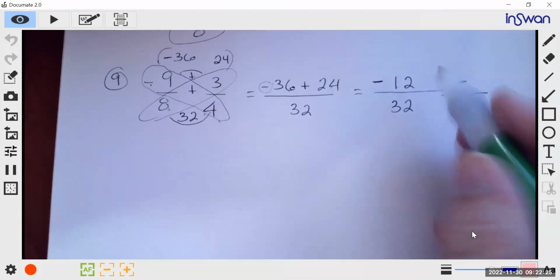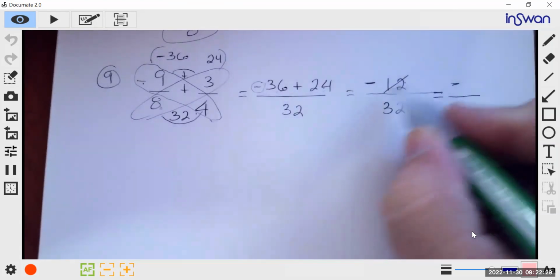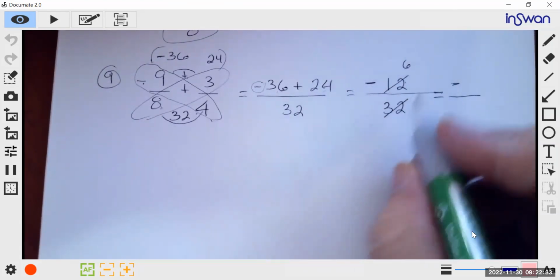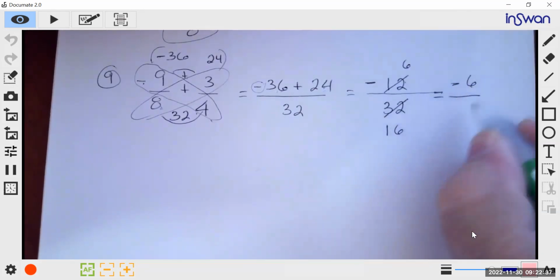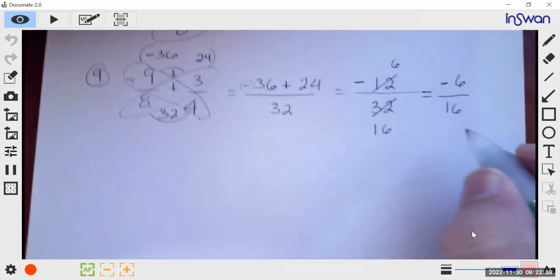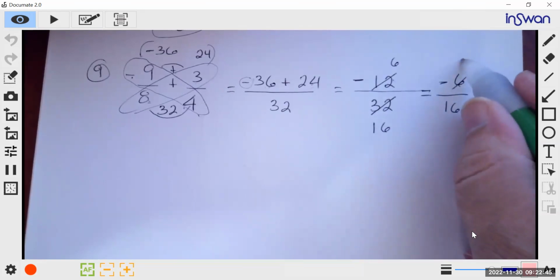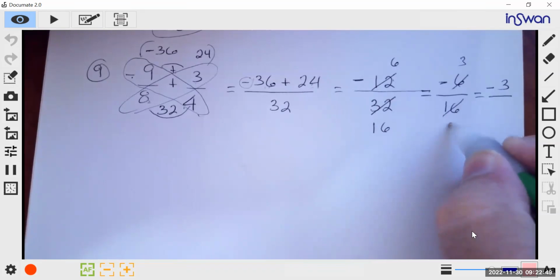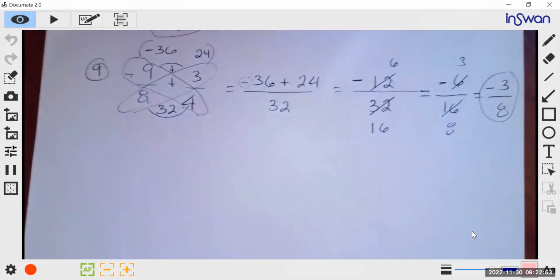This is negative. Let's simplify. They both end in 2, so the 2 goes into 12 6 times. The 2 goes into 32 16 times. So it's -6 over 16. 2 goes into 6 3 times. 2 goes into 16 8 times. So there's my answer. That's as far as I can go.